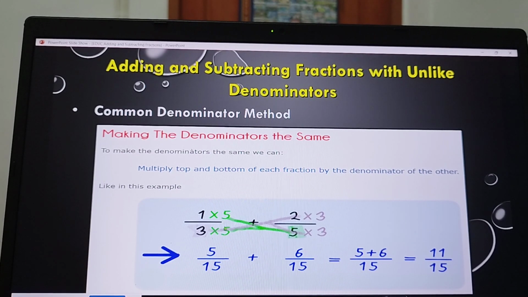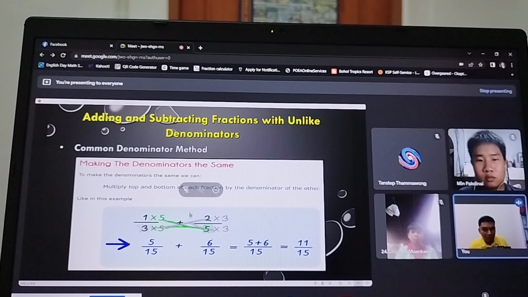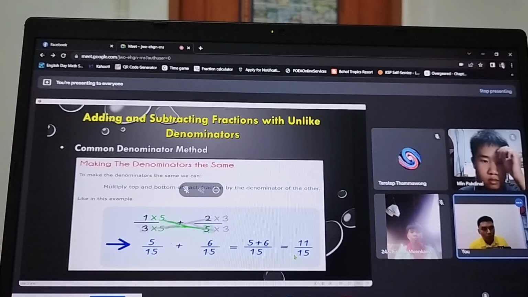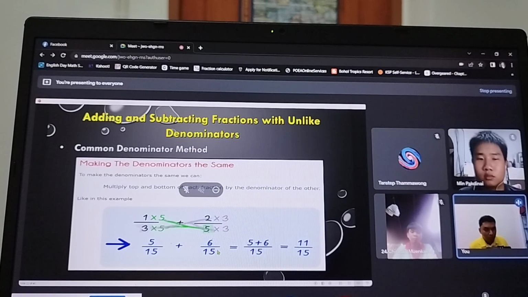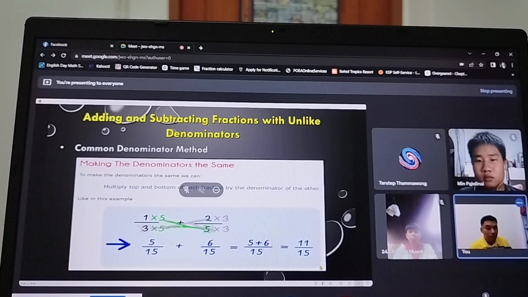So 1 times 5, 3 times 5, 2 times 3, and 5 times 3. 1 times 5 is 5. 3 times 5 is 15. Plus 2 times 3 is 6. 5 times 3 is 15. Now you have the same denominator, 15. Step 2, just add or subtract the numerators. 5 plus 6 is 11, so your answer is 11 over 15.